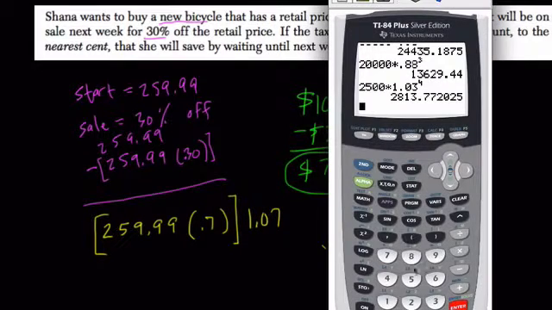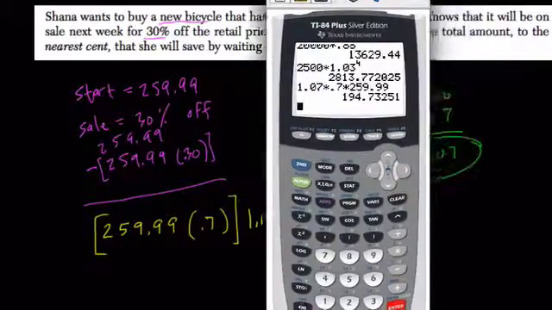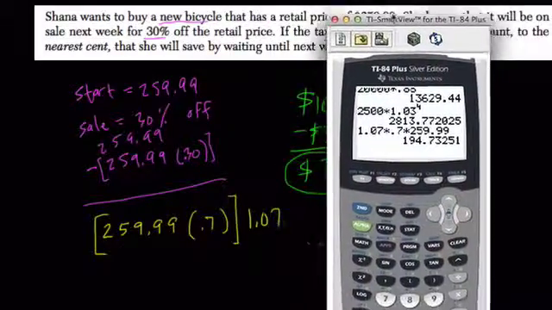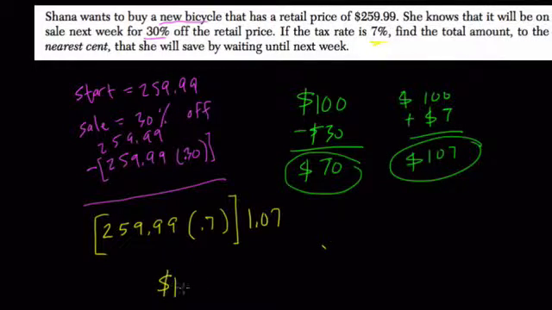So we have these two steps, 0.7 and 1.07, and we can multiply and group them any way. Remember, multiplication is commutative, it can be reversed, and associative, it can be grouped in any way. So 1.07 times 0.7 times 259.99. Press enter, and what happened? Well, that's our sale price, 194.73251, and they want this to the nearest cent. So $194.73. All right, thank you.